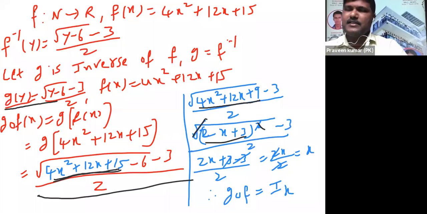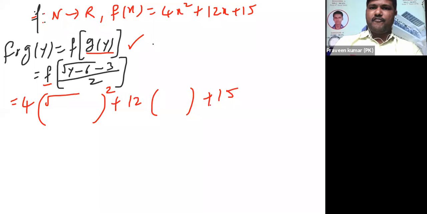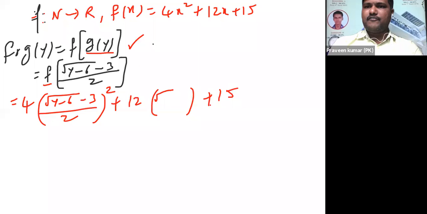Problem not completed. Still we need to find f circle g of y. Right up to here. Now that we have completed g circle f of x, we are doing f circle g of y. I removed the circle and kept brackets. I wrote f of g of y. In place of g of y, substitute the value. Now what is f of x? 4x square plus 12x plus 15. In place of x, substitute root of y minus 6 minus 3 by 2.